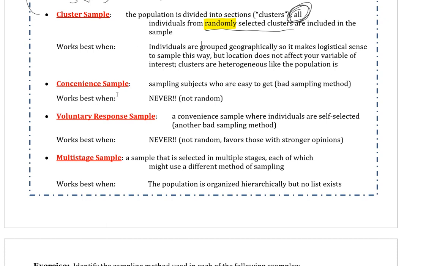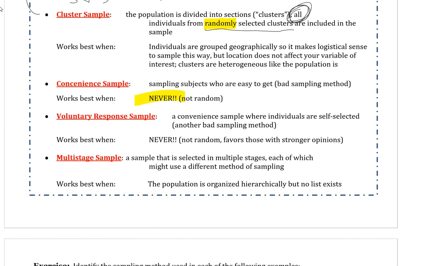It's very, very lazy, and as we even have here, it works best when never, don't do it. Even though we say that, it's probably one of the most commonly done, simply because it costs the least amount of money, the least amount of time, and a lot of researchers only have so much of those. So it's regrettable, but you do see it way more often than you would like.